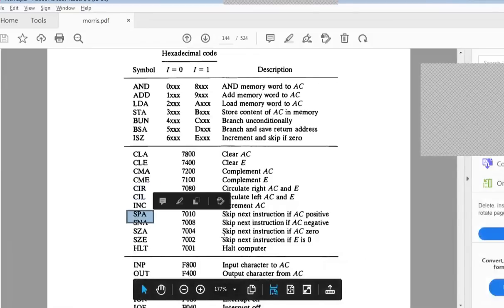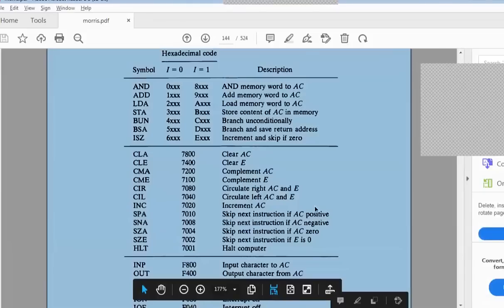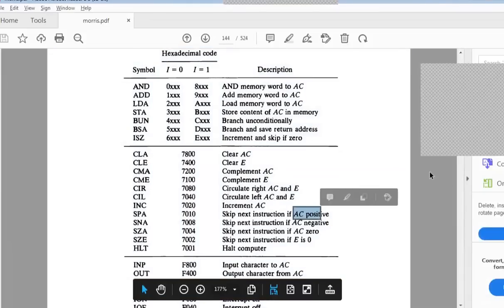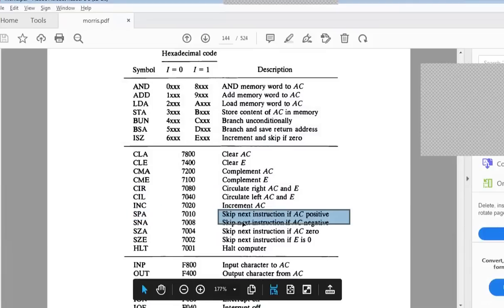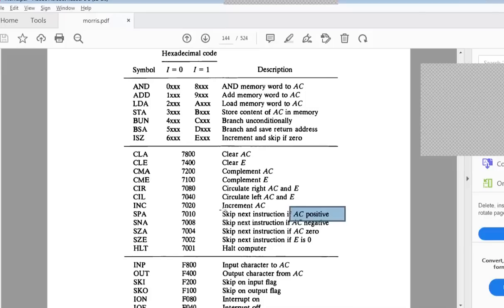SPA. Now there are certain instructions which help us to check depending upon the value of accumulator, carry out this instruction, carry out this step. What does this mean? When I say SPA, skip next instruction if accumulator is positive. What does skip next instruction mean? We know that we store our instructions in our program counter. So when the value of accumulator is positive, skipping an instruction means you increment the value of your program counter. So what would it do? It would skip the next instruction and move to the next instruction.